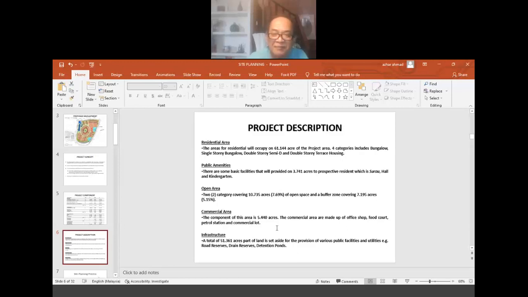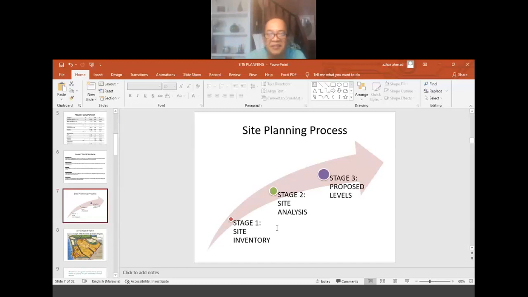So these are some basic information that can be utilized later on. For example, for the water supply process, you need to know how many units of houses are located in the site, how many units of shop houses and so on, because you're going to evaluate the total water demand later on. So if there is an exact number of houses, then you can evaluate what would be the total demand.